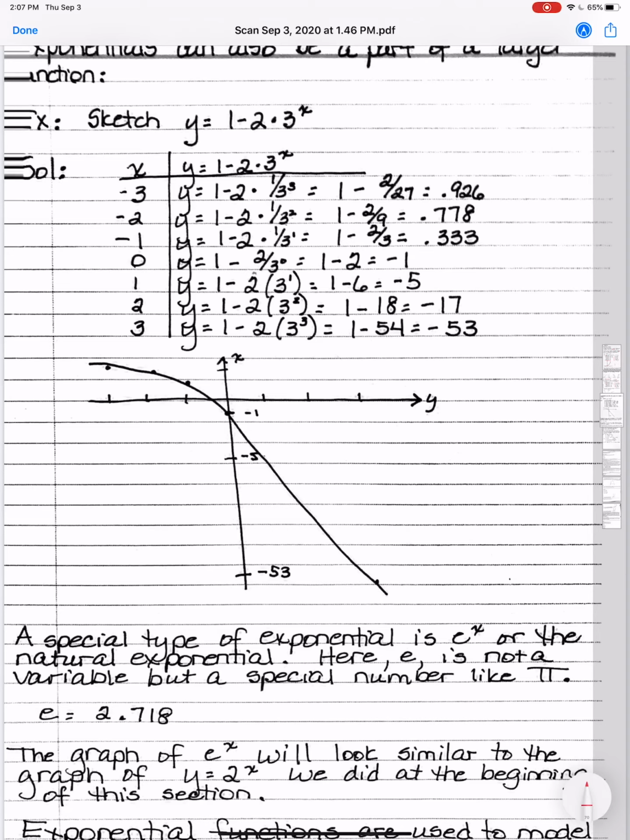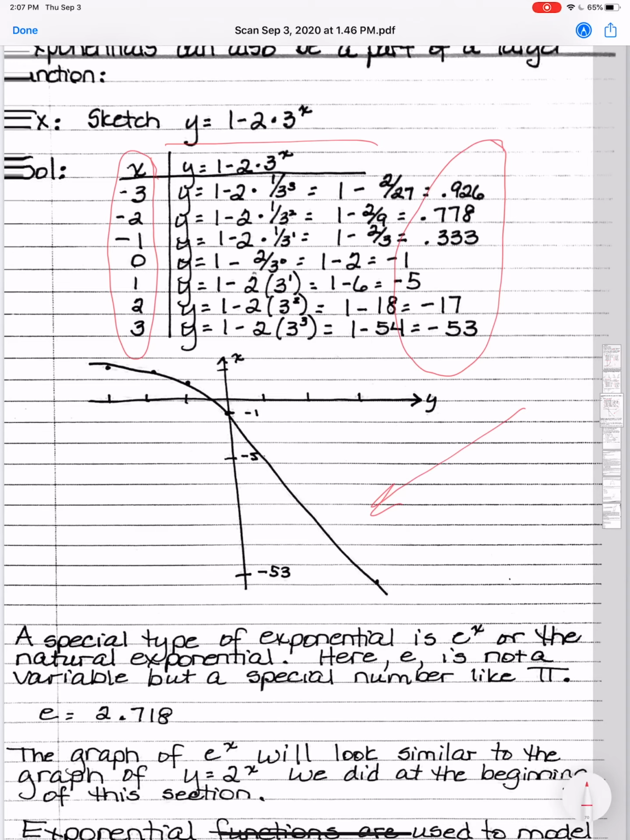Exponents and exponential functions can also be part of a larger equation. For example, sketch y equals 1 minus 2 times 3 to the x. Again, I like to just do it by choosing a variety of values for x, plugging them in, and solving for my values of y. And when we graph this one, it looks something like that.